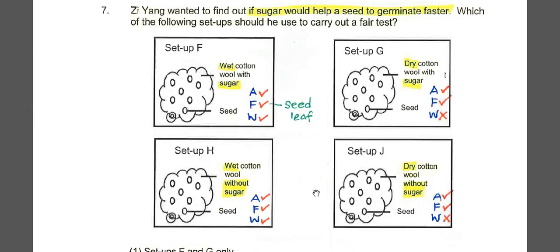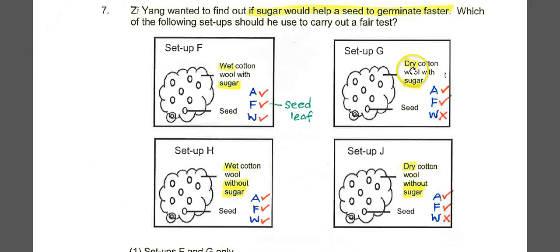7. Zhi Yang wanted to find out if sugar would help a seed to germinate faster. It means we must have the setup, one with sugar, one without sugar, but everything else the same. Strictly, at the same time, we check whether they have the air, food, and water needed. This one has air, food, and water. This one also. This one is without water, and this one is without water because they're dry cotton wool.